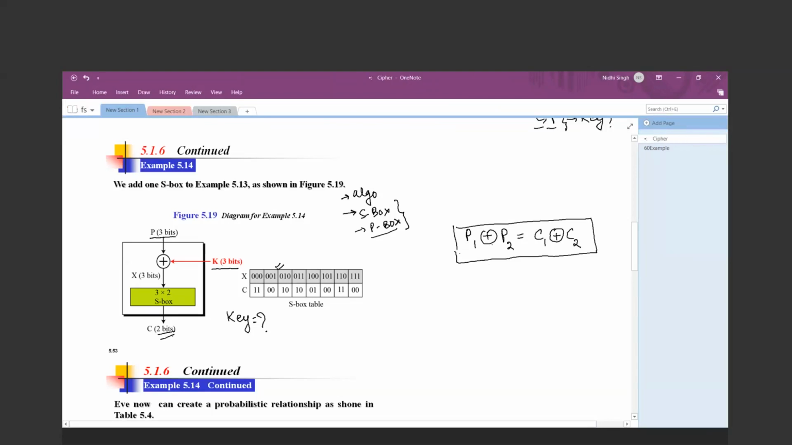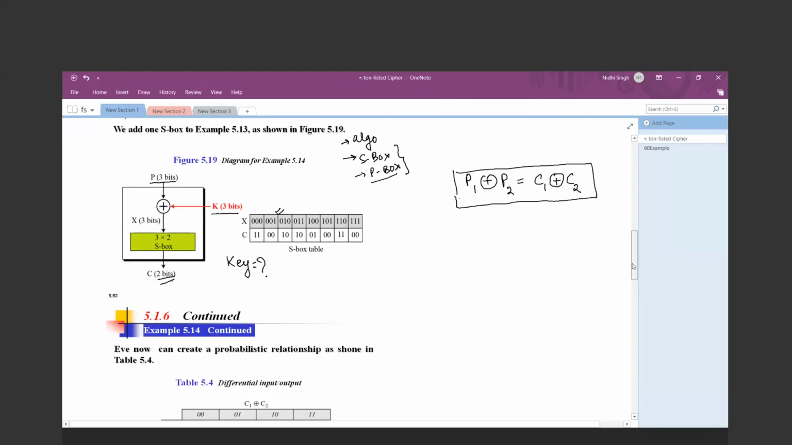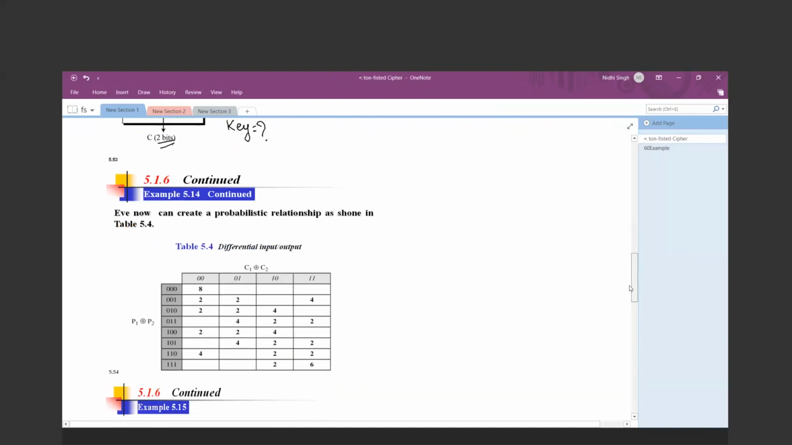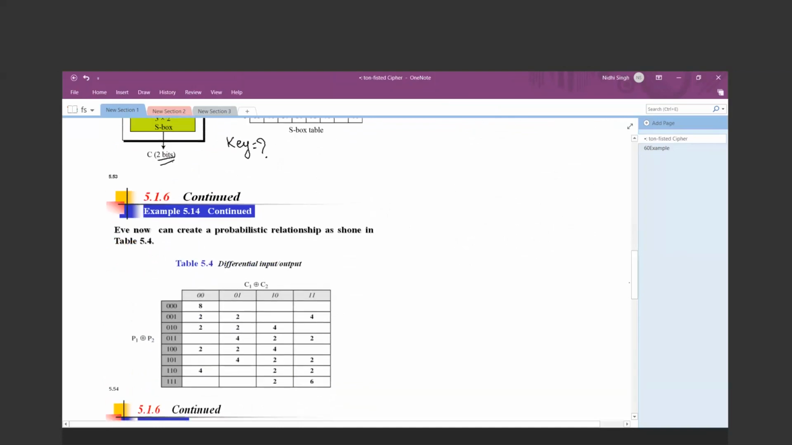Now the Eve attacker will create one relationship that is called the probabilistic relationship. So what is the probabilistic relationship? What is the key bit? Key is 3 bits long. So how many combinations are possible over the 3 bit key? 8 combinations. What are they? 000, 001, 010, 011, 100, 101, 110, and 111. So 8 combinations are possible.